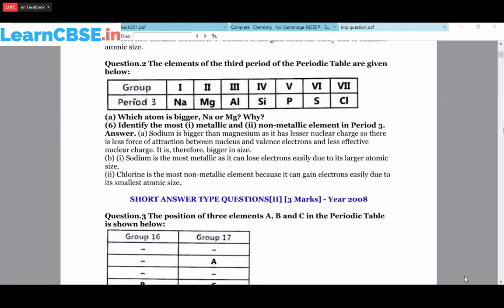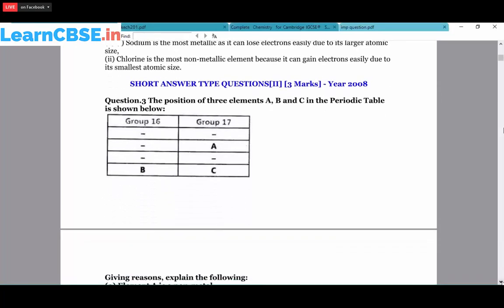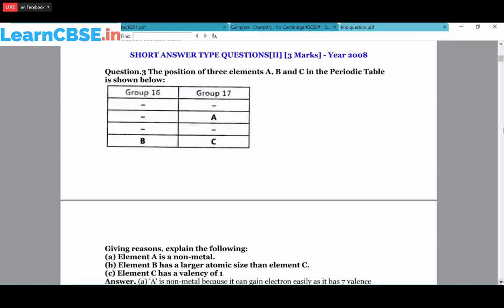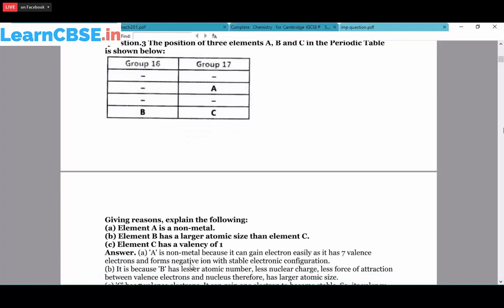Next question, a short answer type from the year 2008. The next one is question 3. The position of the three elements A, B and C in the periodic table is shown below. Group 16 has B here, then C, A and C. Giving reasons, explain the following. Element A is a non-metal.